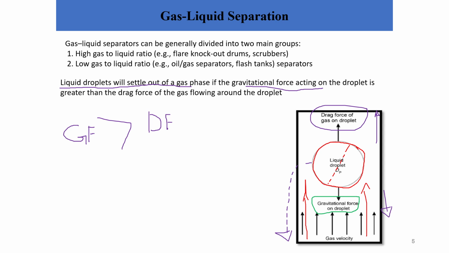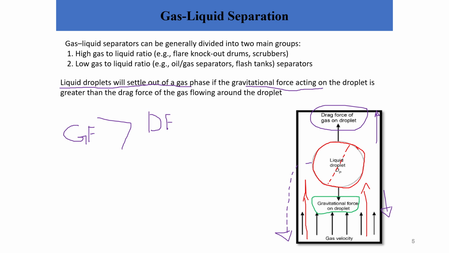So this is the simple physical meaning, or mechanism, for the separation of liquid from the gas stream. The first thing you need to understand is that you have a balance of forces. You have a force that pushes the liquid droplet upward, which is the drag force, and another force that brings the liquid droplet downward, which is the gravitational force. Once the gravitational force is greater than the drag force, the droplet will precipitate or settle out of the gas stream.